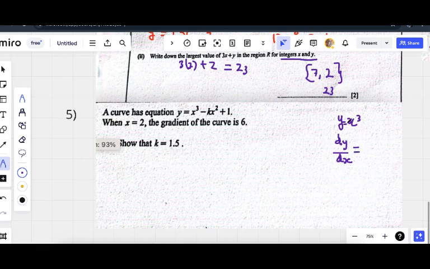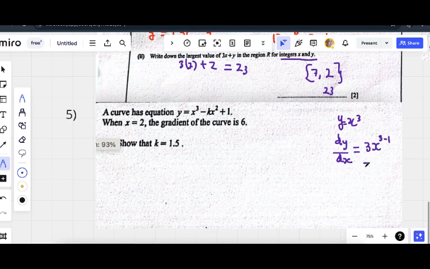You bring the power to be the coefficient. It becomes 3 multiplied by x. The power, you bring it down to the front of x. Then for the new power, you write 3 minus 1. Whatever number is here, you say minus 1. If here is 5, you say 5 minus 1. If here is 10, you say 10 minus 1. If here is p, you say p minus 1. So this is how to differentiate.